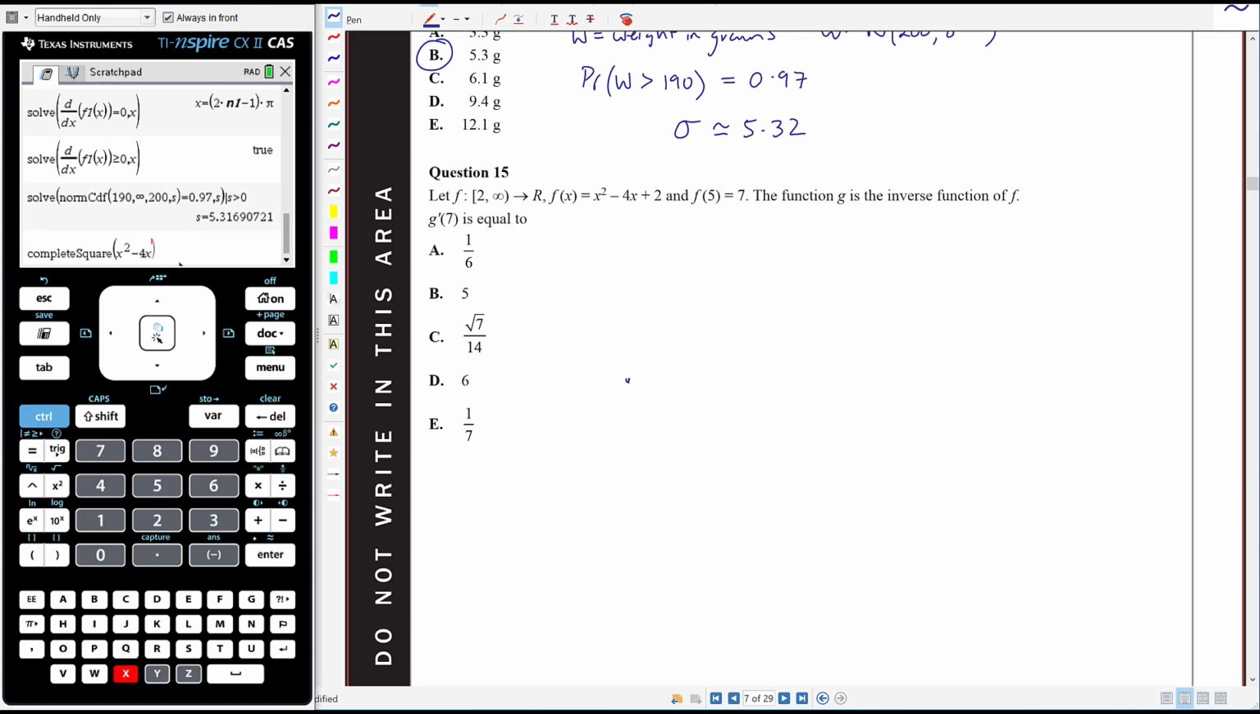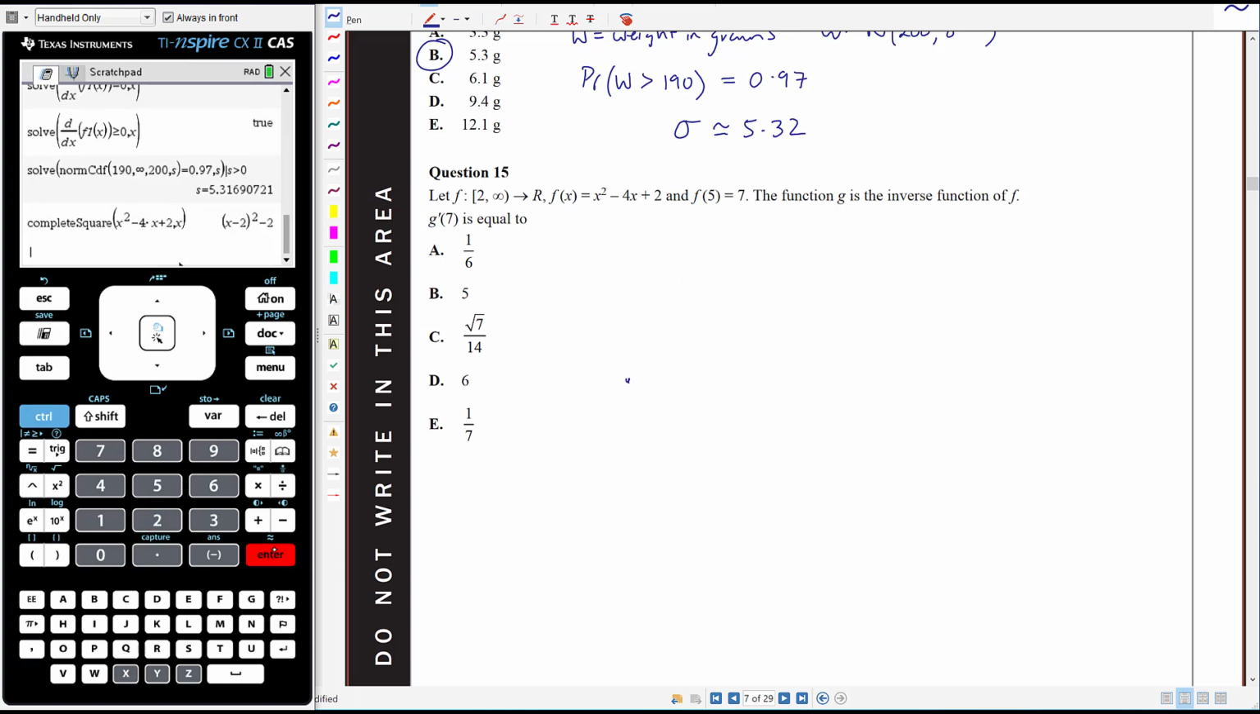x squared minus 4x plus 2, comma x. Yep, so turning point is at 2, negative 2, sorry. Okay, so we've only got the right-hand side of this. And we know that the function f of 5 equals 7, so it goes through the point 5, 7. Alright, then we want to know something about the inverse function. So the inverse function would have its turning point at negative 2, 2, and it would go through 7, 5, wherever that is.